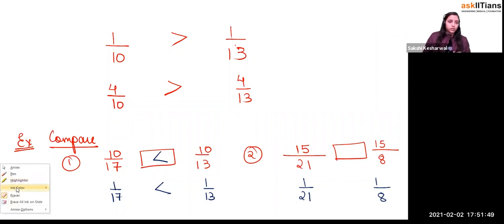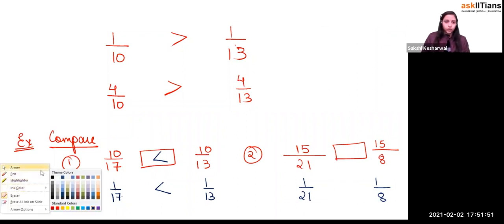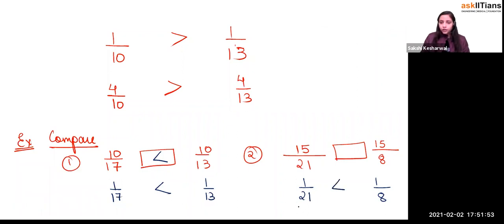Right? This one is what? Beta? Greater. Similarly, this one is what? Beta? Greater, right or not? So if I write 15 by 21 or I write 15 by 8, that is definitely greater, because you can just see what happened. You don't have to think a lot.